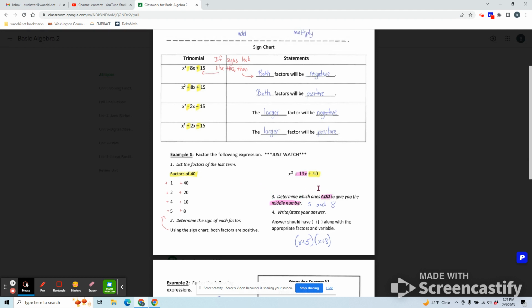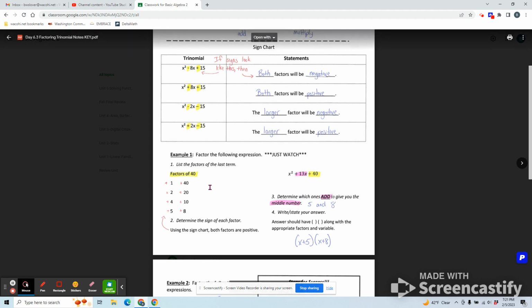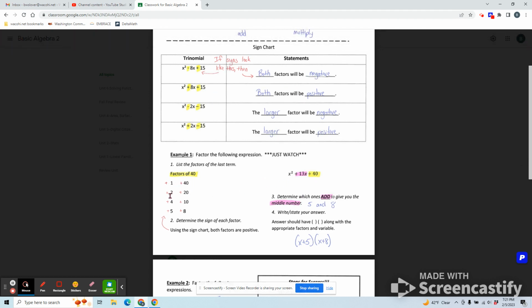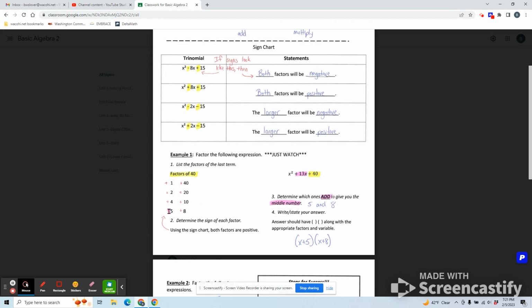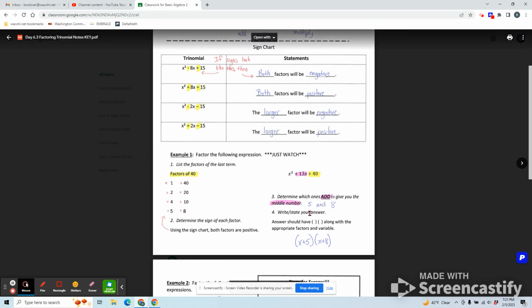The third step is to determine which ones add to give me the middle number. This is why that sign chart is beneficial, because I list my signs, whether they're positive or negative, and it makes it easier to figure out which one adds to give me 13. So 5 plus 8 adds to give me 13.